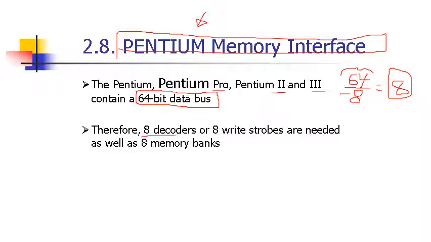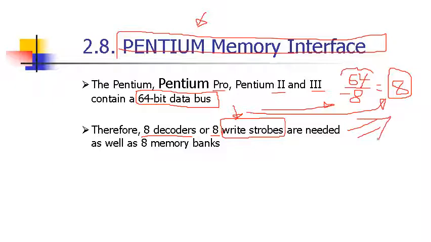So we have to have 8 different decoders to activate one of these 8 different banks, or 8 different write strobes. Strobe signals for write. We use 8 different of them, and we send one if we need to activate a single bank, 2 if you need to activate 2 banks, or you send all 8 strobes if you need to activate the 8 banks at a time to read or write 64 bits at a time.